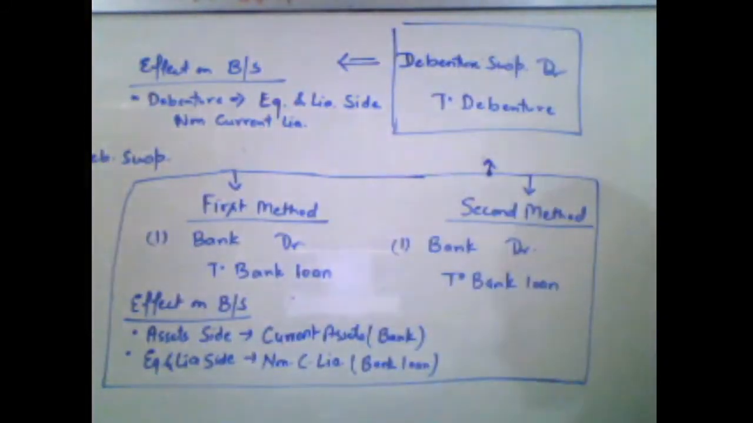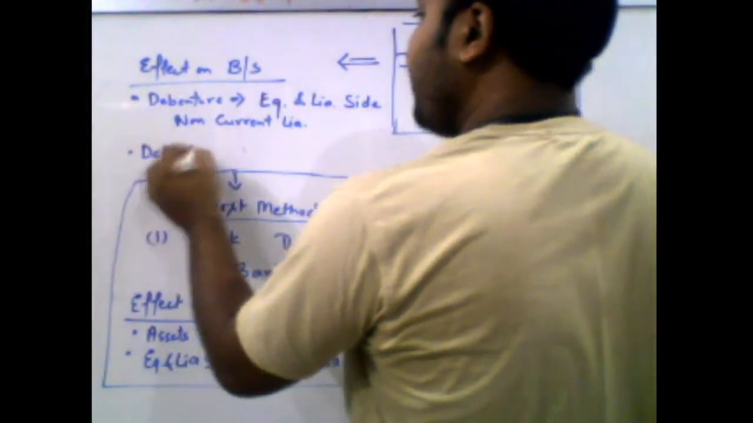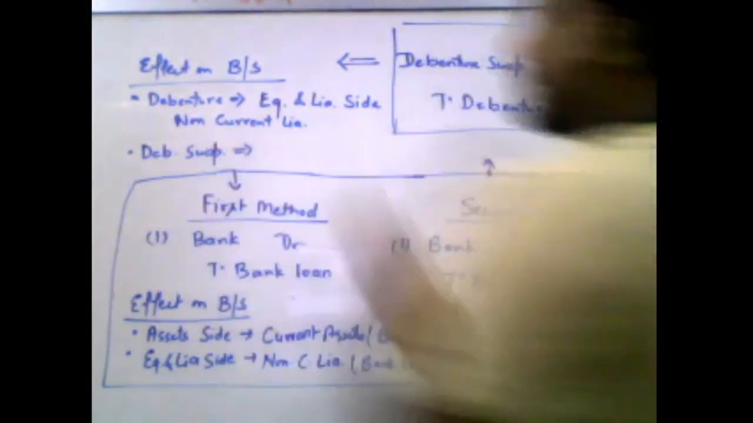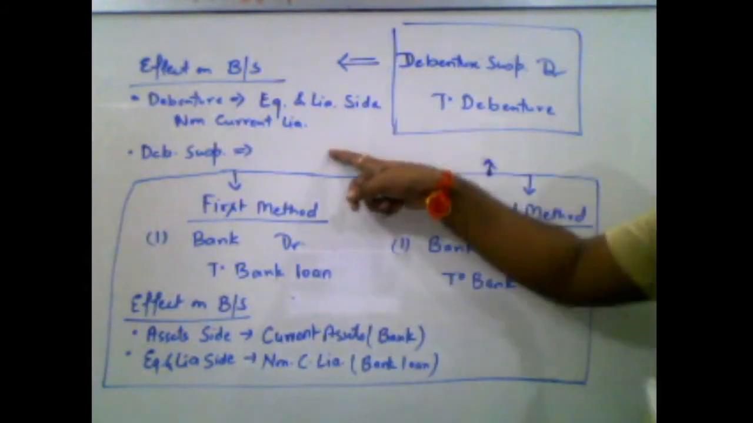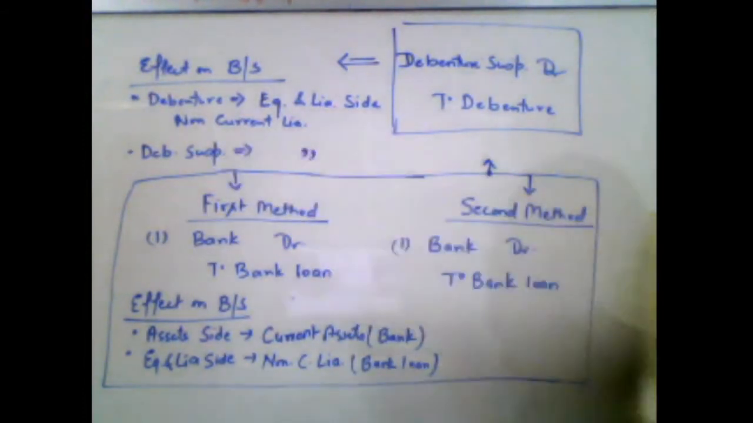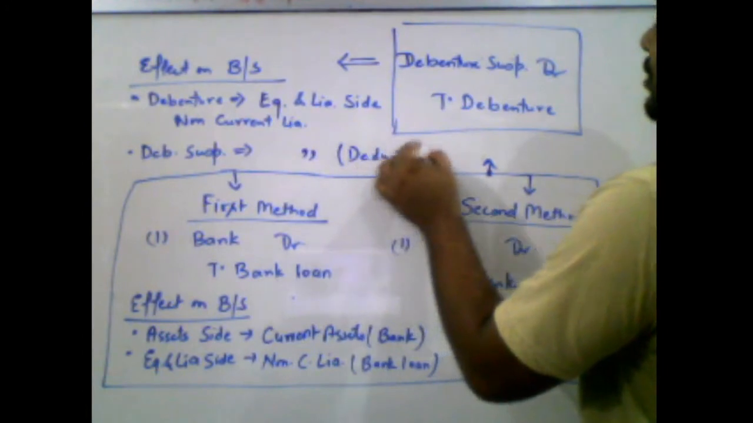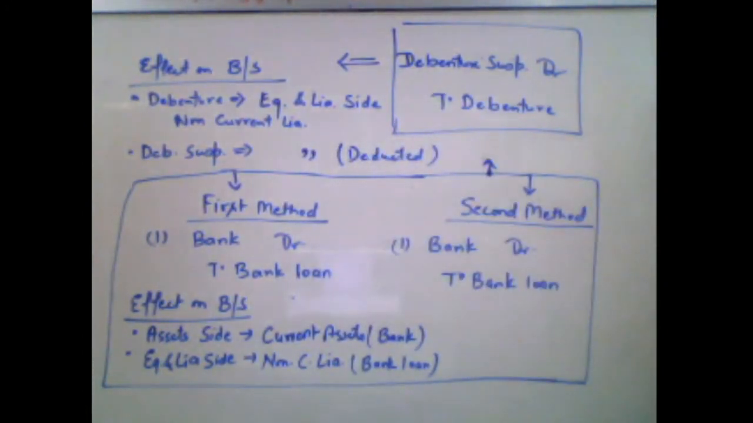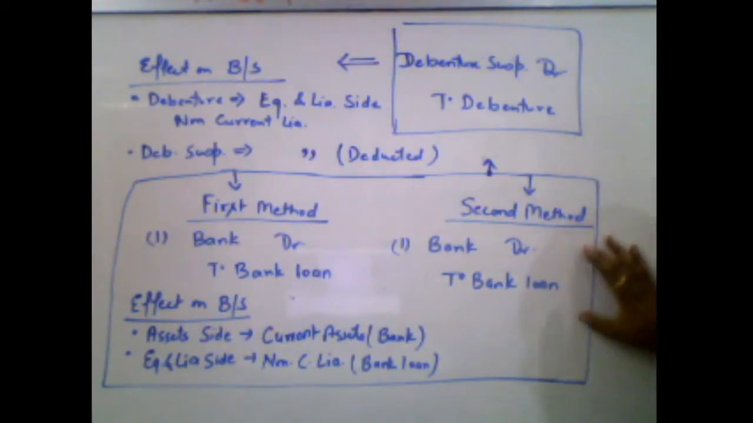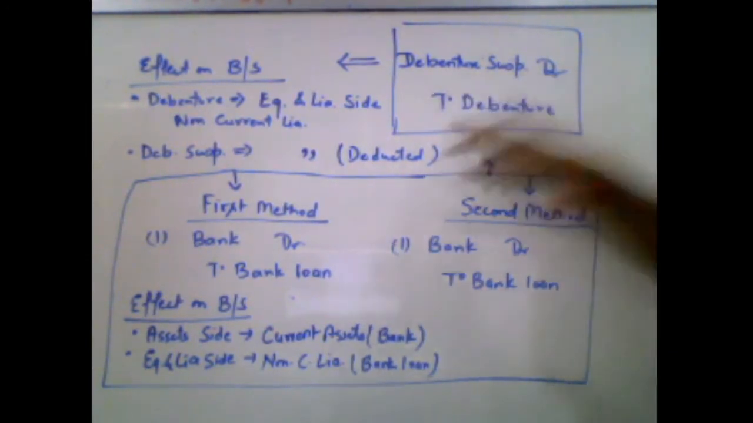Debenture suspense account जो है आपका, it will be recorded under the same head, that is equity and liability side, non-current liability, but it will be deducted from the amount given under the debenture. So you know very well, second method में दो entry pass होती है. First entry which is regarding taking a loan, and second entry which is related to the issue of debenture as collateral security. And the entry will be debenture suspense account debit to debenture.